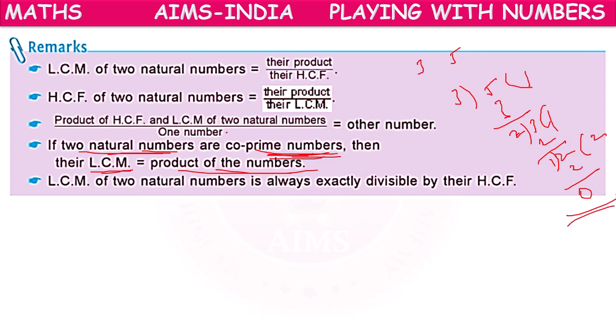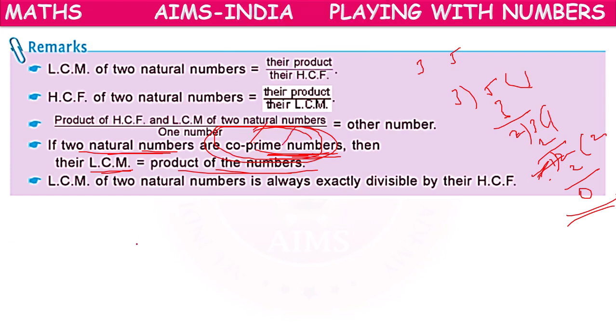So if the given two numbers are co-prime numbers, then their HCF will always be 1. For two co-prime numbers, the common factor will always be 1. That's why they are called co-primes. Co-prime means they don't have any common factor other than 1. So their HCF is 1.